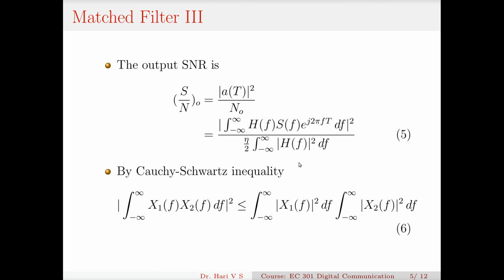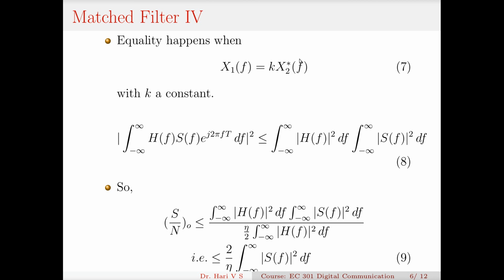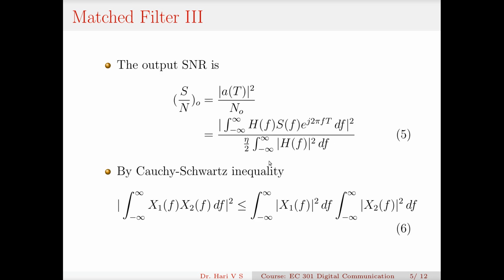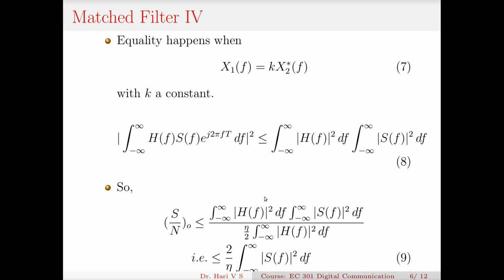So I can use that inequality here to split this numerator part. And the equality happens when one is a scaled conjugate of the other, like when x1(f) is equal to k times x2 conjugate (f), with some constant k.